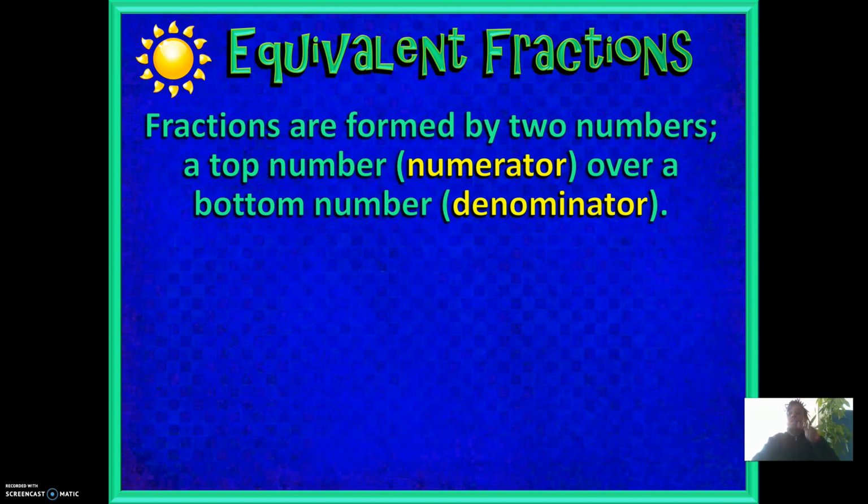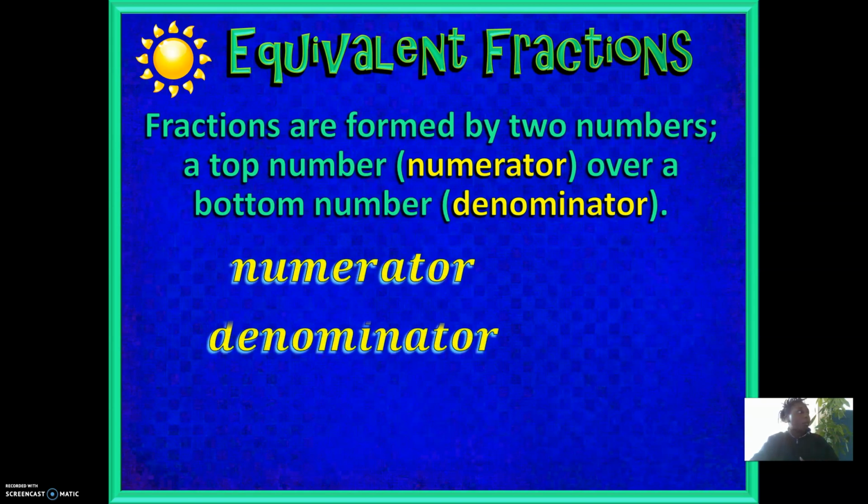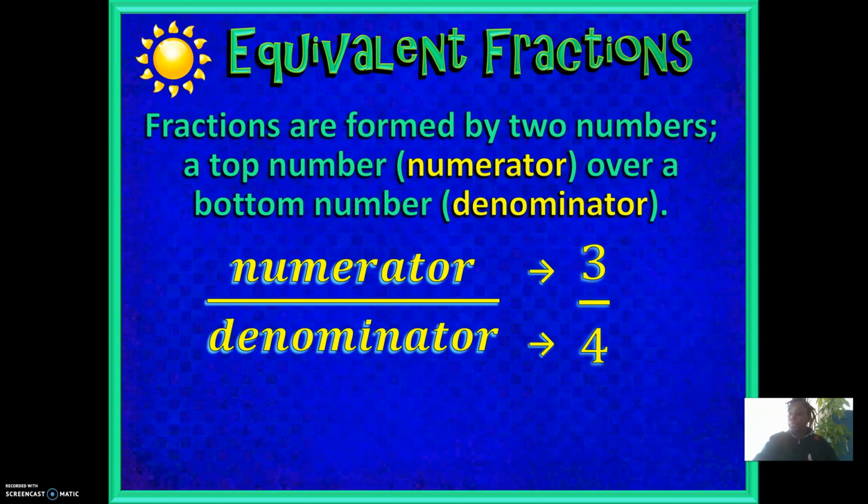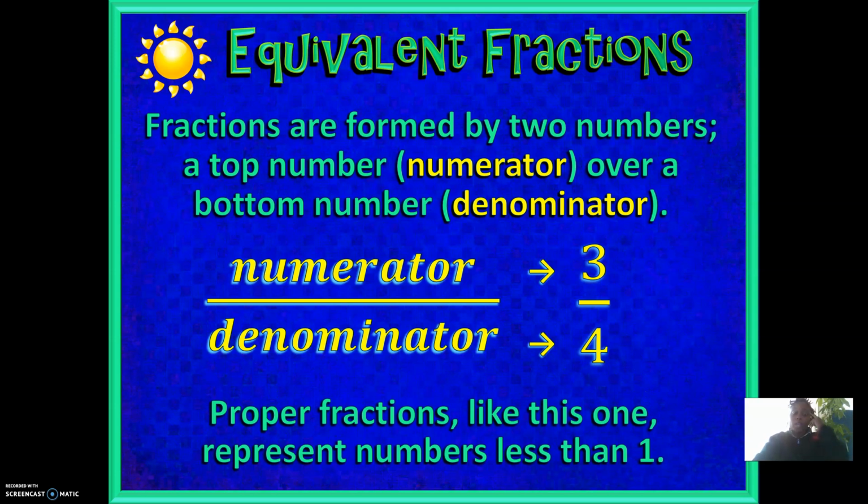Fractions are formed by two numbers, a number on the top over the number on the bottom. We call those the numerator and the denominator. Here's an example, 3/4. 3 is the numerator, 4 is the denominator. We know that proper fractions like this one represent numbers that are less than 1, right? Think about our cookie example from class. If I took a cookie and I broke it, that's no longer a whole cookie. That's half of a cookie or 1/4 of a cookie.